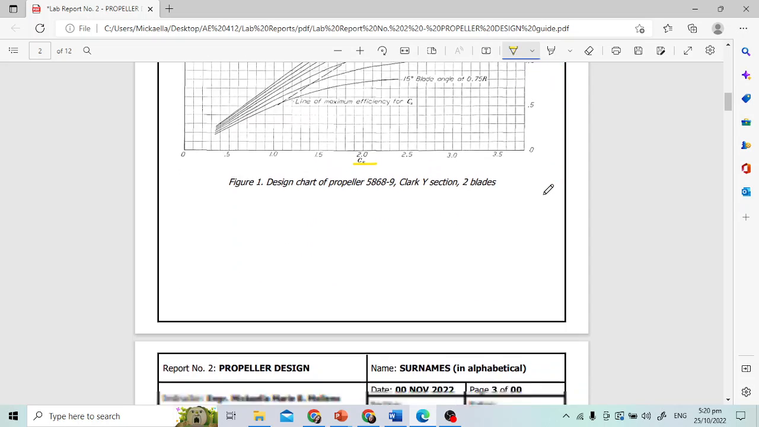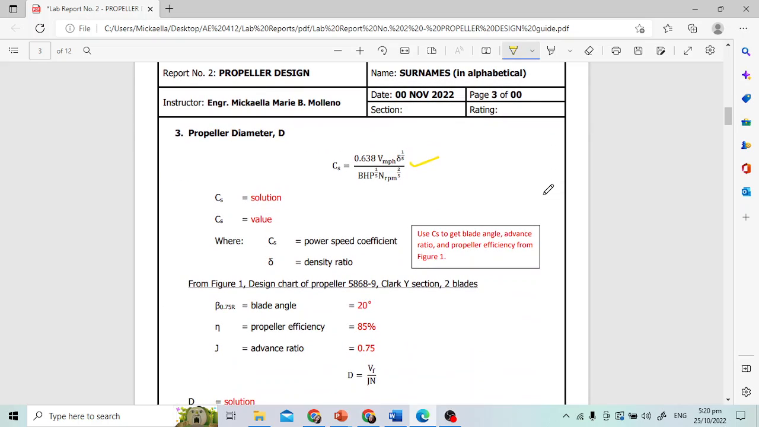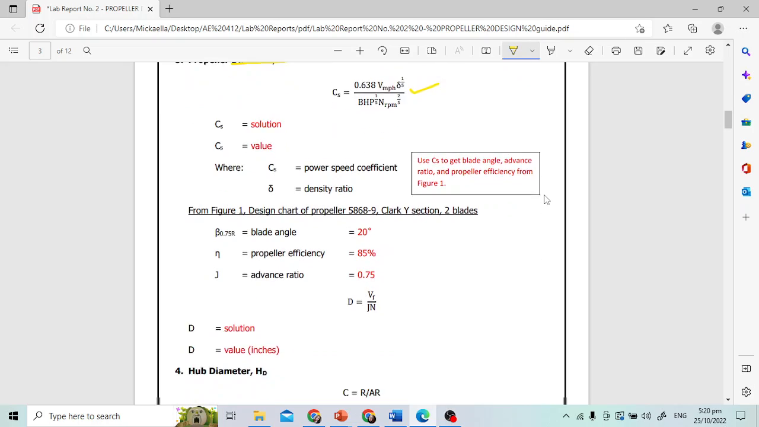Okay? So, with this, you now have, di ba kasi, the formula for your advance ratio is V over ND. Now, ano bang hinahanap natin for the third part? Yung propeller diameter natin, diba? Diameter D. So, concerned tayo na makuha siya.